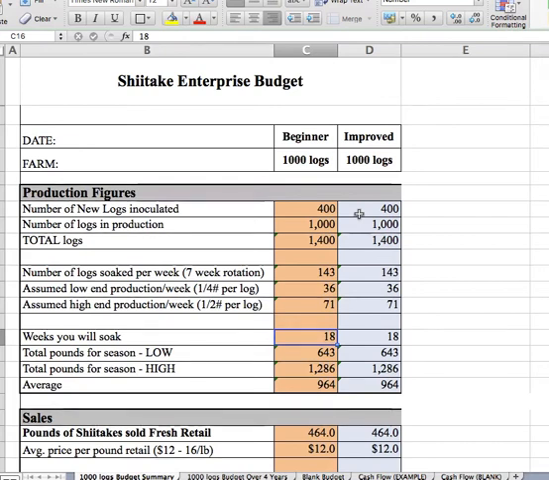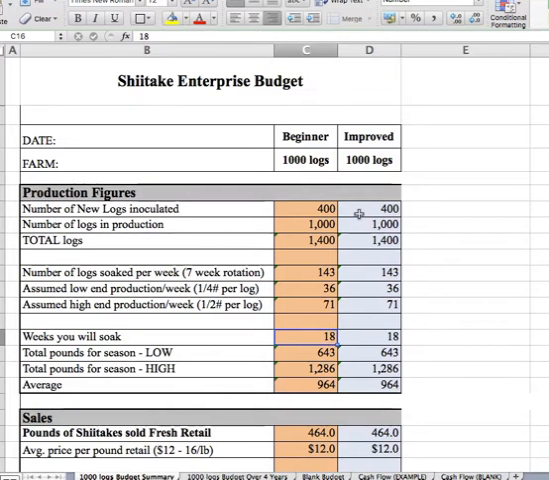18 weeks. If we think about a season that starts on June 1st and goes through October 1st, that's June, July, August, September. That's 4 months. That's 16 weeks. So we might stretch it a little bit further than that. You might think about a 20-week cycle if you're going to try to really stretch it. I would say 16 to 18 weeks is a reasonable estimate. And then you'll get a sense of your total pounds for the season, low and high.